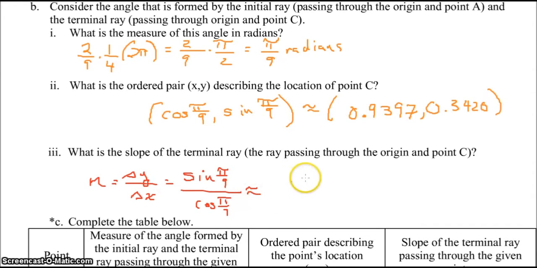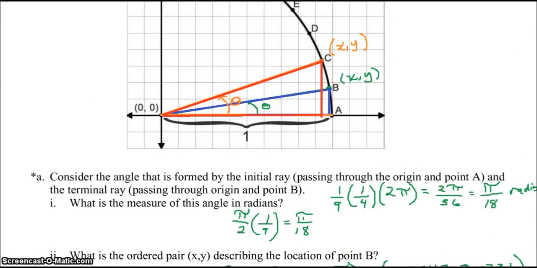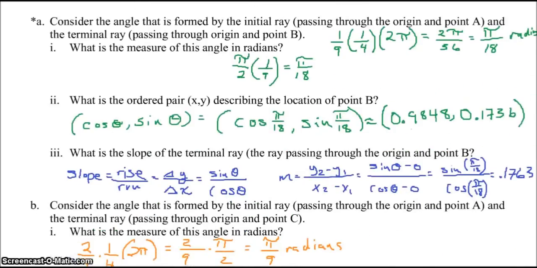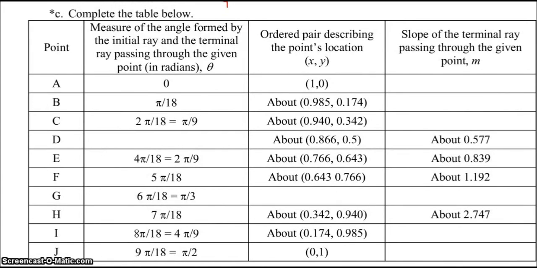And that's about 0.3640. Should be a little bit steeper than the last slope that we found, which was 0.1763. Complete the table below. Measure of the angle formed by the initial ray and the terminal ray passing through the given point in radians.